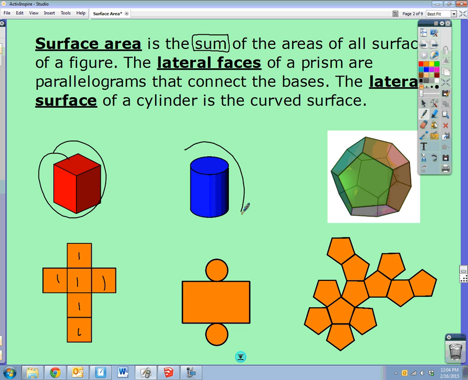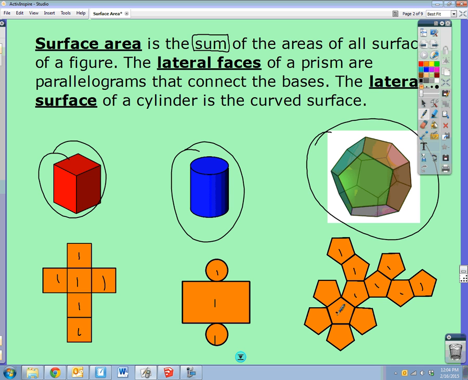So cylinder, we'll come back to this, but we get 3 faces that we'll add all together. A dodecahedron, we've got 12 of those pentagons. If we add the faces all together, we'd find the surface area. How much cardboard would you need to make that box?